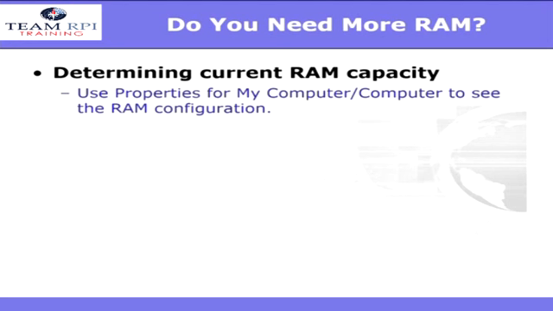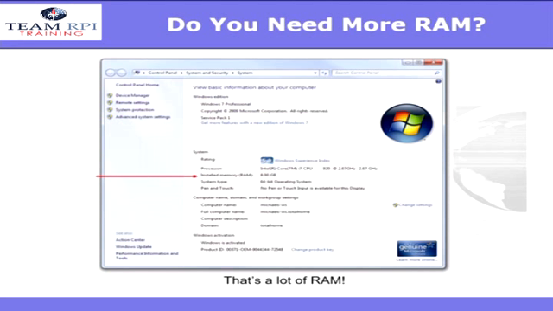So how do you determine what RAM you currently have in your system? Simply go to the Control Panel, click on System and Security, and then click System. You'll see it roughly around the middle of the page. You see here I have 8 gigs of RAM installed in my machine. That's a lot of RAM.